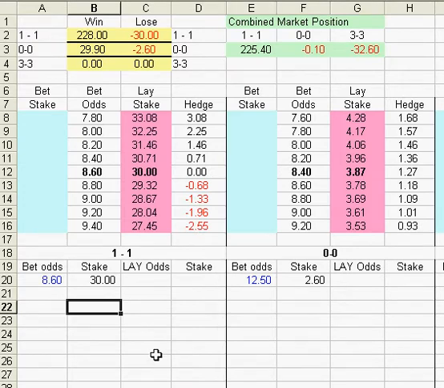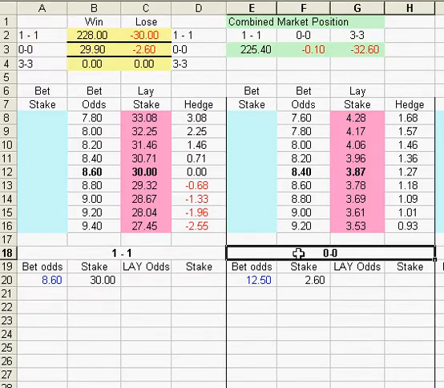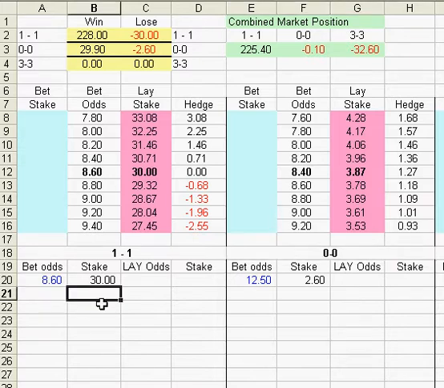Now we could do exactly the same thing if we've got two bets in the same market. We could bet 1-1 before the kick-off and place an insurance bet on 0-0, both in correct score, to insure against a 0-0 game. To do that we need to divide that bet stake by those bet odds minus 1. So £30 divided by 11.5 gives £2.60.